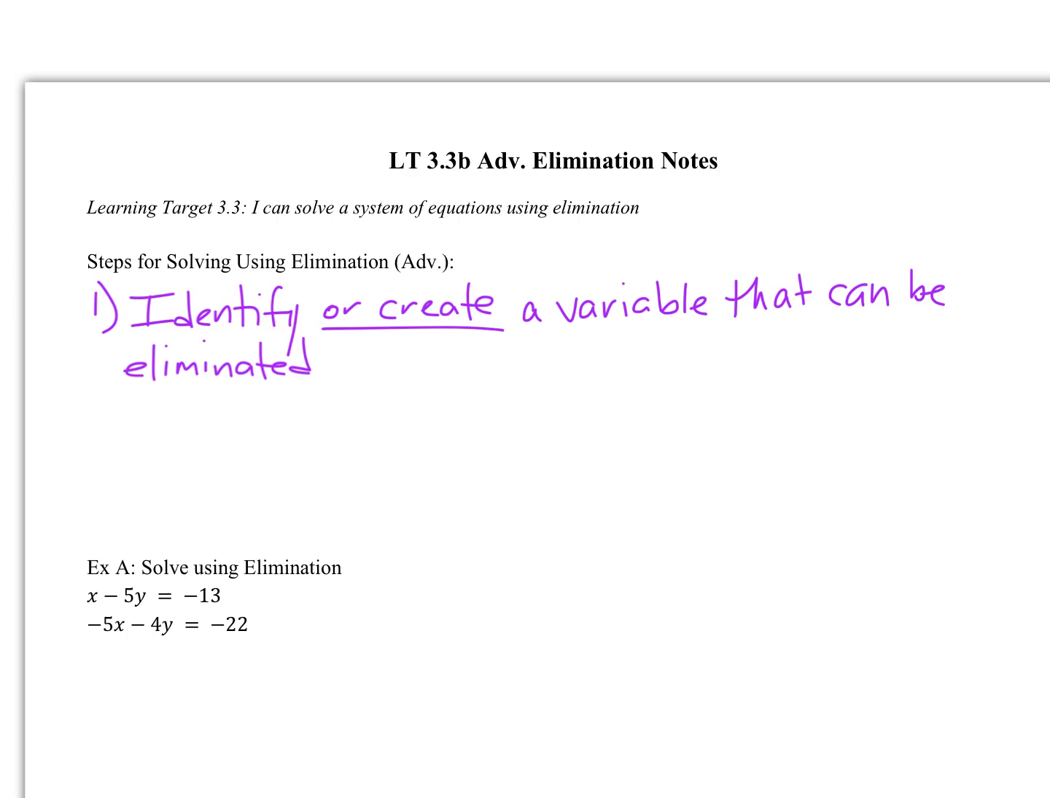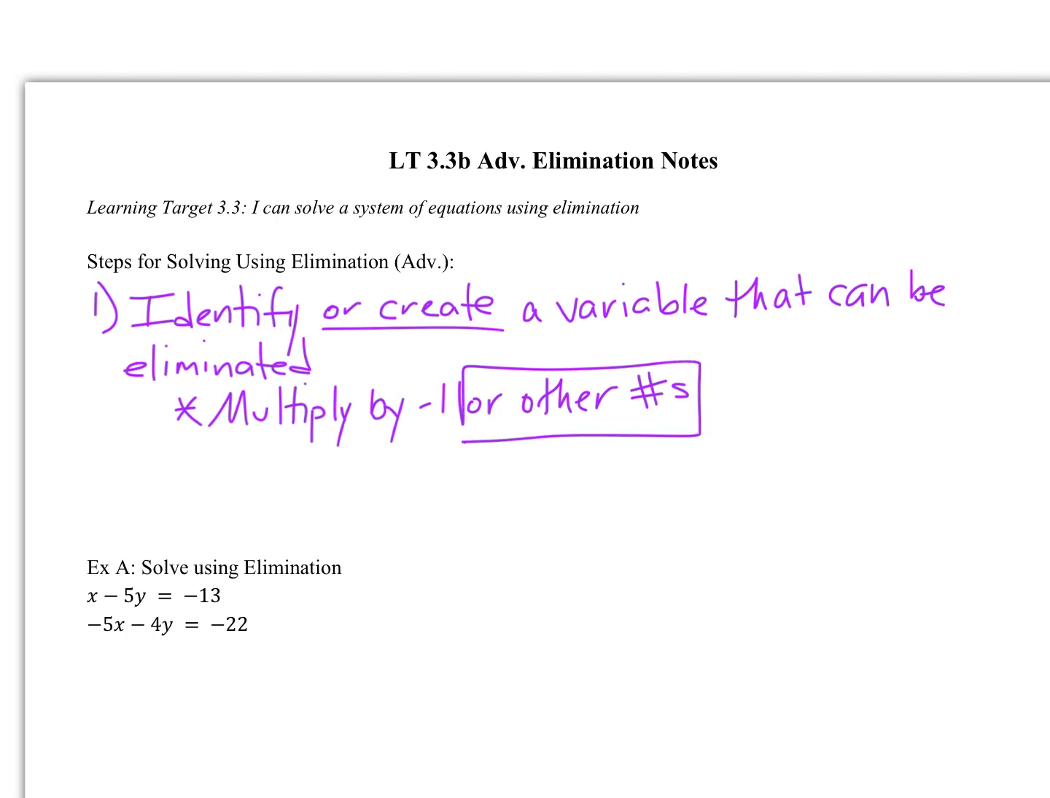Which will involve, last time it was just multiplying by -1. Now it's going to be multiplying by another number. So we'll have it be the same as I did on the other page, but we'll emphasize some stuff. So multiply by -1 or other numbers. And this is the part that we're really going to be doing today.